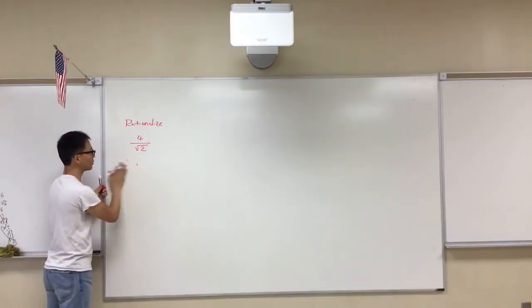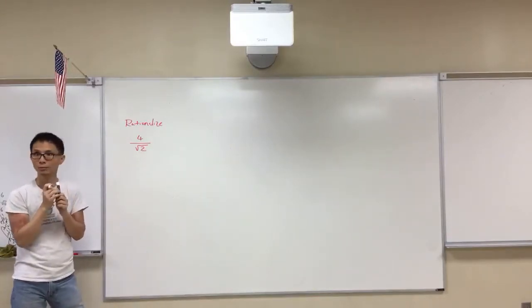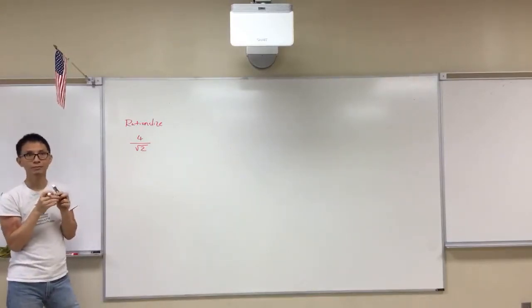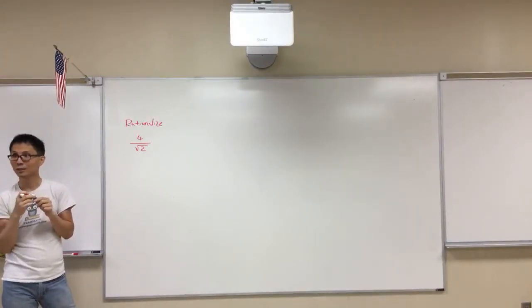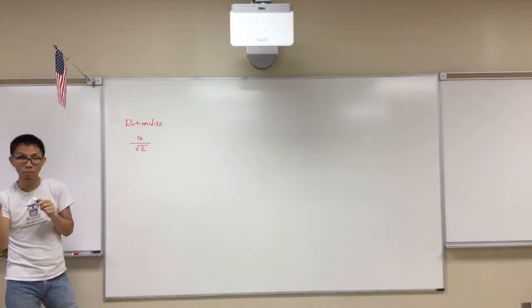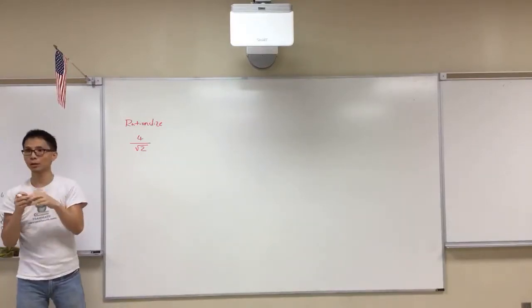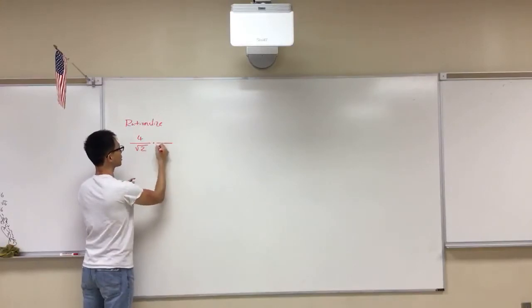So how do I get rid of this radical? I know you know. Can you multiply it by square root, multiply by square root 2? There's a difference, right? When she says both sides, I think she meant this.